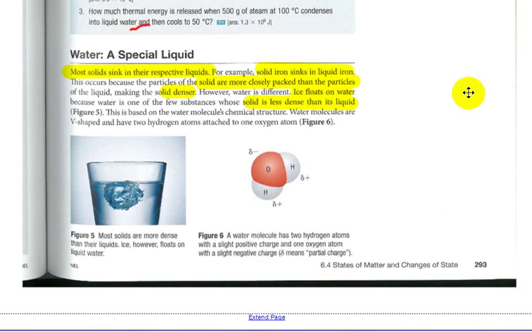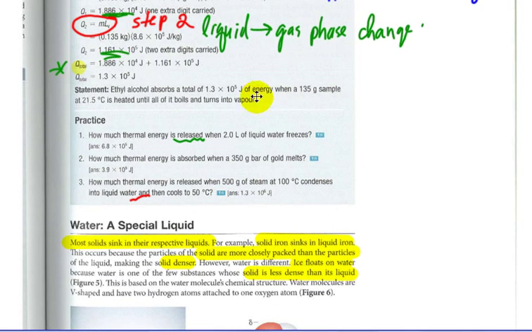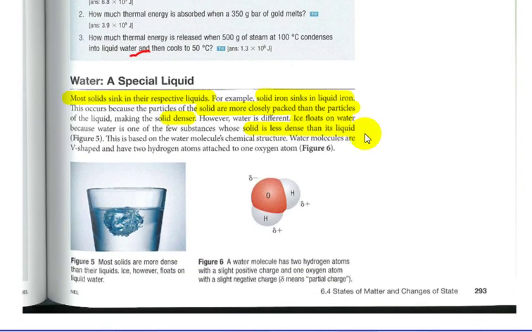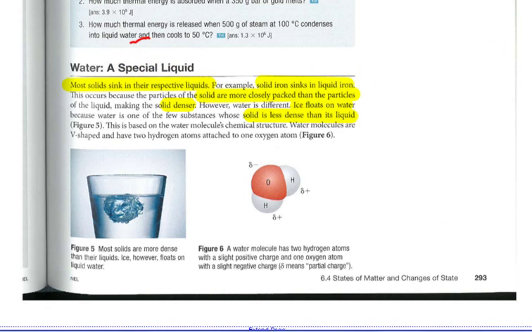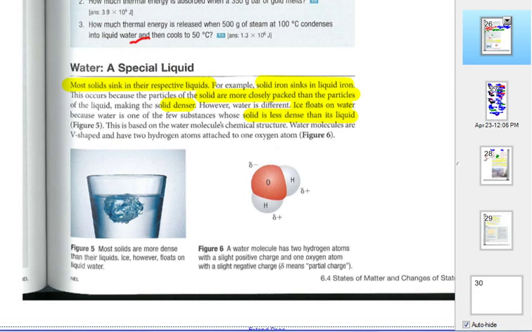Welcome back, Physical Science. This is the fourth video in the 6.4 section. So we've looked at heating and cooling curves and calculating the quantity of heat and the latent heat. Moving on to the last part of this booklet is just simply looking at water and its special characteristics.